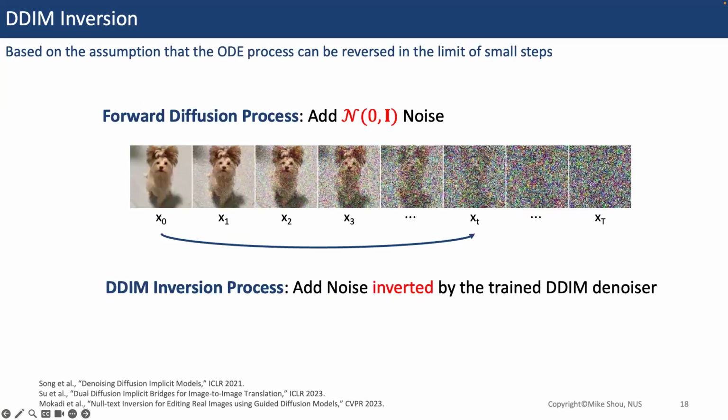And you might notice that the inversion process in the DDIM is somewhat similar to the forward process. So in the forward process at each time step T, we add random noise. However, in the DDIM inversion process, the noise is not randomly sampled each time. Instead, at each time step, we invert noise. We determine this inverted noise from the noise predicted by DDIM at the specific time step.